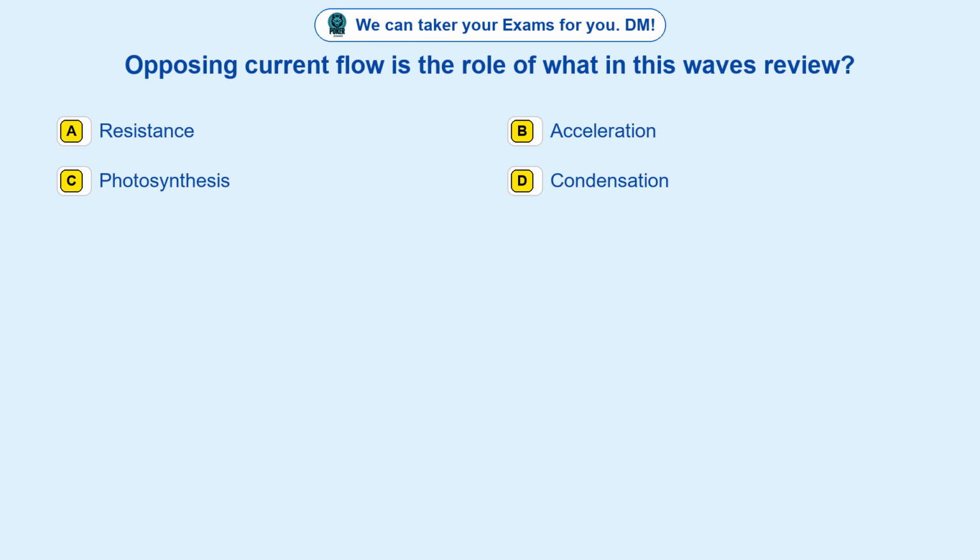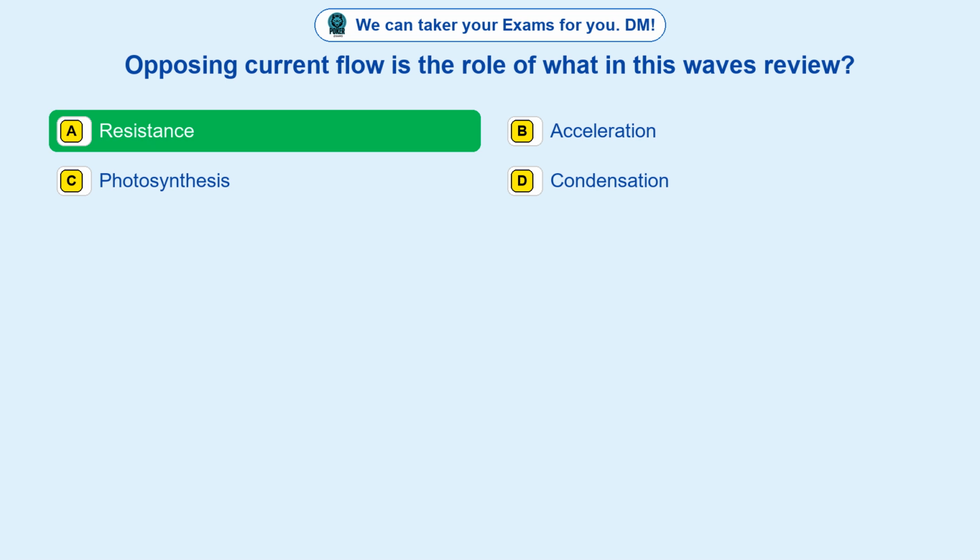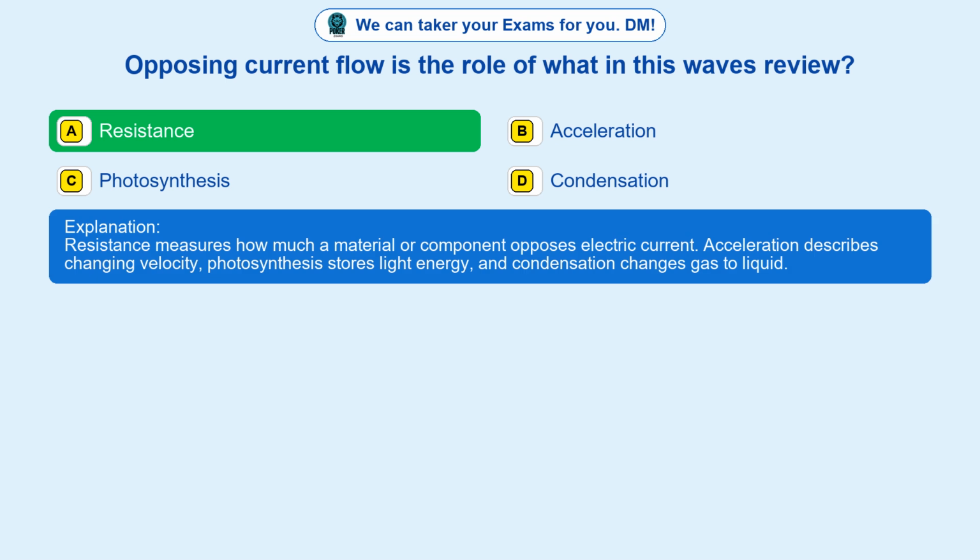Question 71. Opposing current flow is the role of what in this waves review? Option A, resistance. Option B, acceleration. Option C, photosynthesis. Option D, condensation. The correct answer is option A. Resistance. Resistance measures how much a material or component opposes electric current. Acceleration describes changing velocity, photosynthesis stores light energy, and condensation changes gas to liquid.